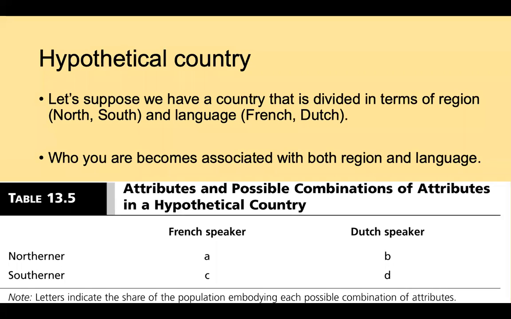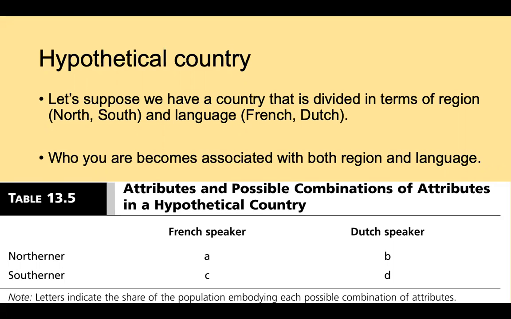Now, in this hypothetical country, who you are becomes associated with both region and language, because you can, for example, be a French speaker in the North, a French speaker in the South, a Dutch speaker in the North, or a Dutch speaker in the South. And so you begin to see then how different attributes and different attribute values can align or cross-cut so as to create different identity formations or different groups, so to speak. Northern French speakers, Southern French speakers, Northern Dutch speakers, Southern Dutch speakers.